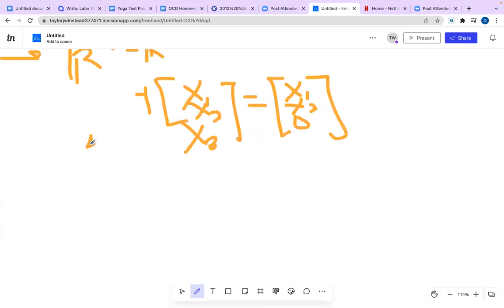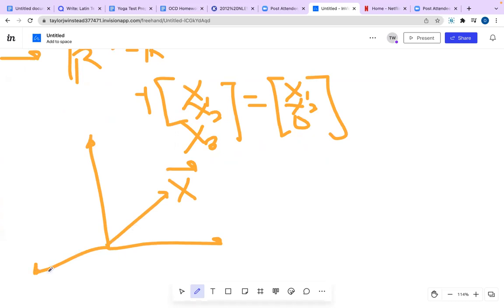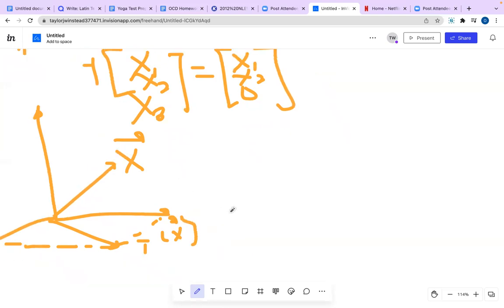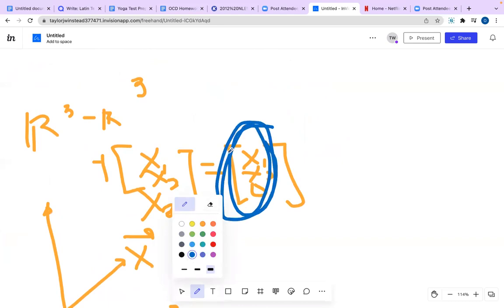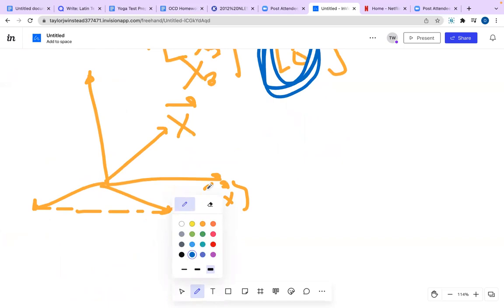So if we draw this, you've got some x, and it's orthogonally projected onto this plane, T of x. So what's the image? The image is going to be this plane.